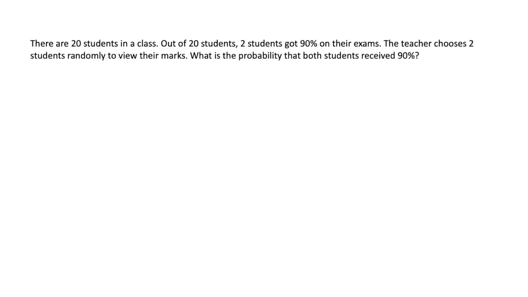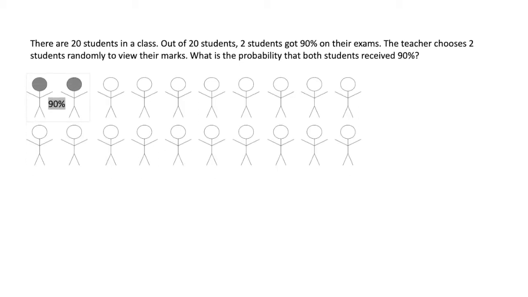Students in a class. Out of 20 students, 2 students got 90% on their exams. The teacher chooses 2 students randomly to view their marks. What is the probability that both students receive 90%? We are given this class of 20 students, 2 of which receive 90%.